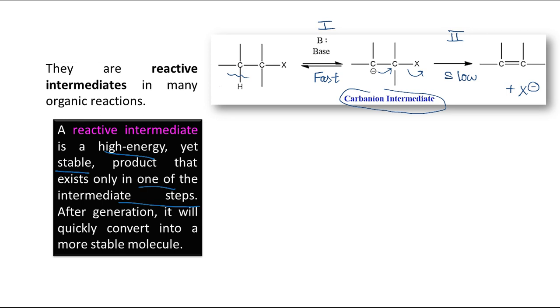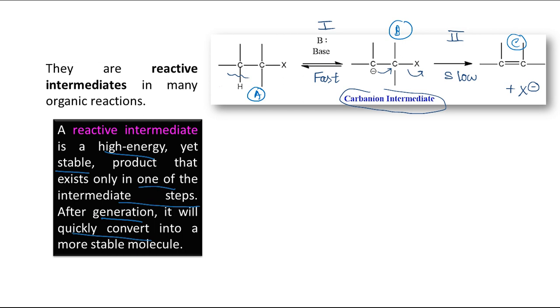So as you can see here, suppose this is A, this is B, and this is C. Here A is the starting material, C is the final product, and B is the intermediate. So this is not a final product. There are a total of 2 steps, and the species we have in between the 2 steps is the intermediate. After generation, it will quickly convert into a more stable molecule. So this is the general definition of an intermediate, which is also applicable for carbocation, carbanion, carbene, like this. Okay. So this is the reactive intermediate definition.